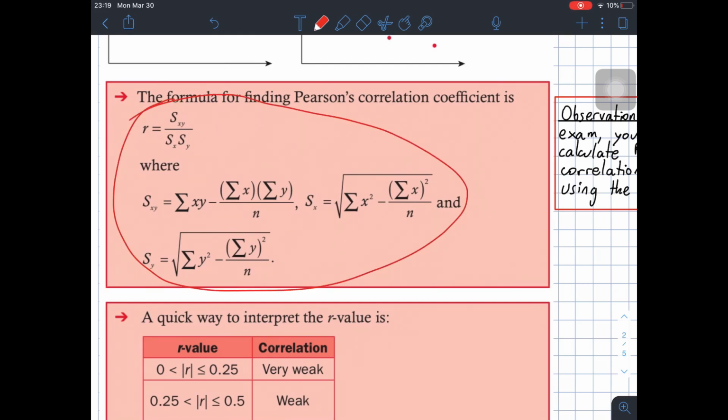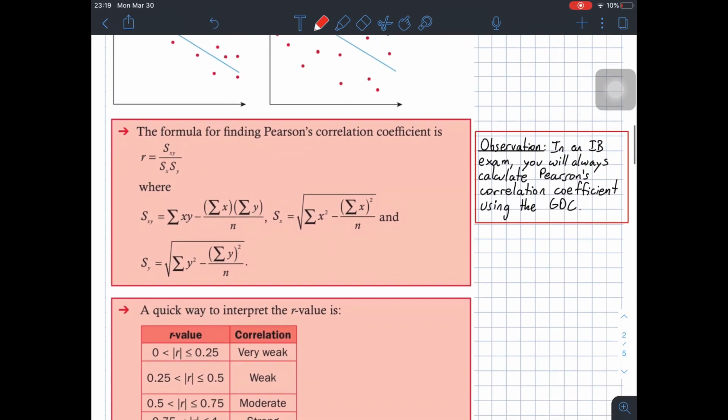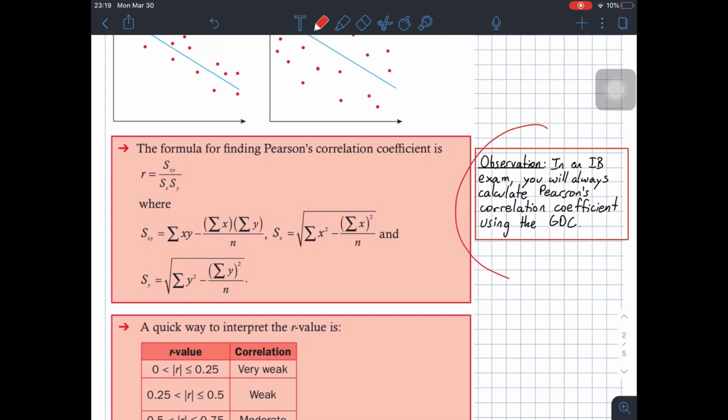Okay, so this is the way in which we can calculate the value of r by applying these formulas, which seem to be a little bit complicated, but just for you to know, this observation is really important. It says in an IB exam, you will always calculate Pearson's correlation coefficient using the calculator, okay? You will never be asked in an exam to apply these formulas to calculate the value of r. You will always be able to use your calculators, okay? So that's just for you to know.